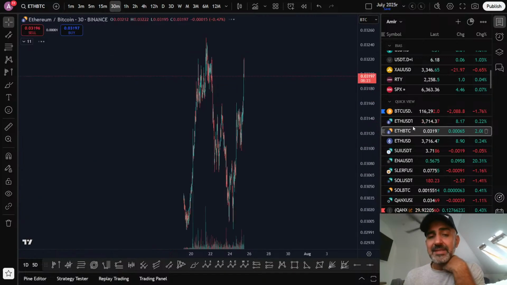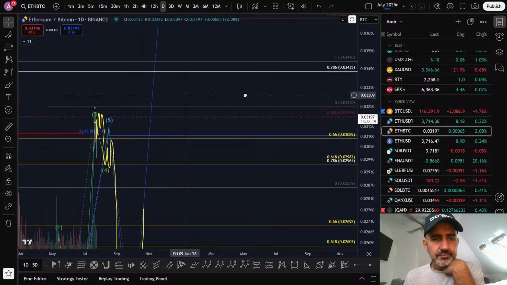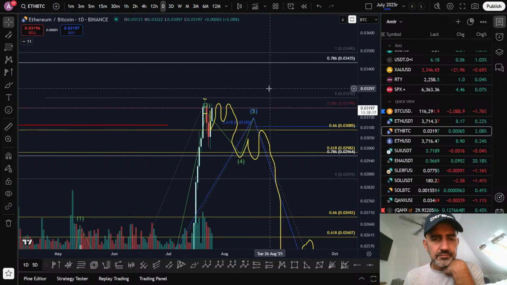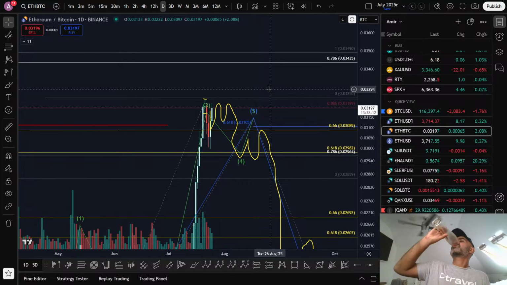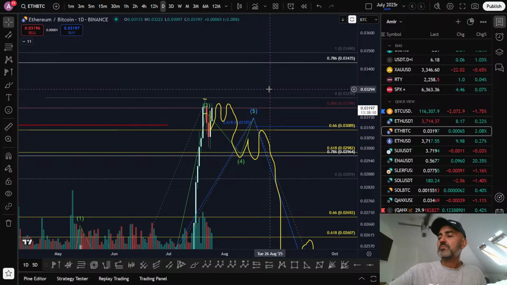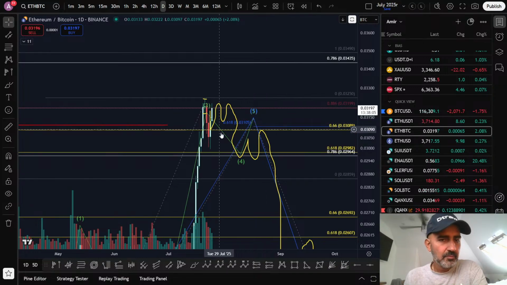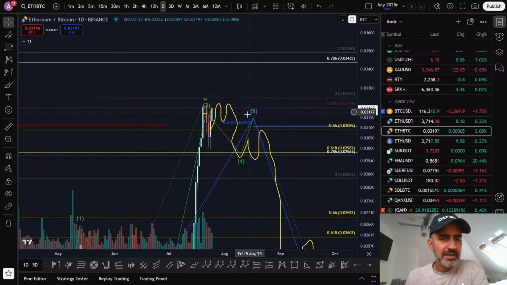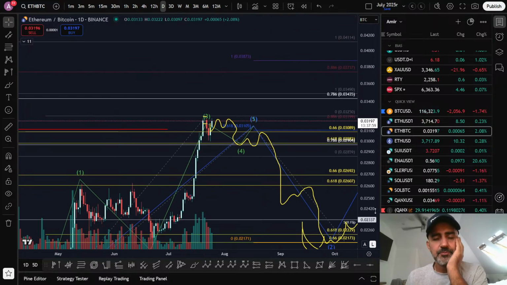Let's get back to ETH BTC. ETH BTC should mess around here for a while, huh? That's what I said. This is kind of the area.